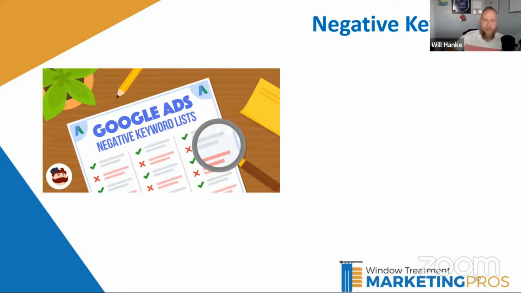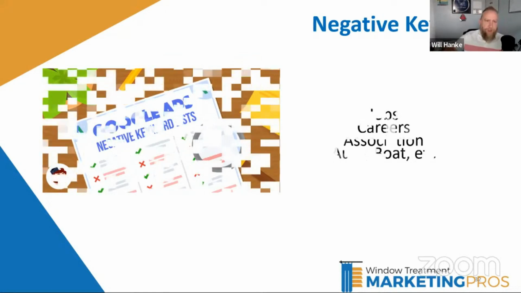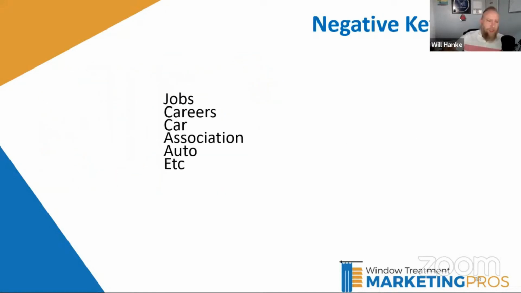Some of these examples could be jobs, or maybe they're looking for an association, right? They're looking for the Window Covering Association of America or something like that. Auto, boat, etc. Maybe some window treatments for my boat or curtains for my boat, something that you really don't handle. These kinds of words you can actually plug into Google and say, don't show my ad if they include any of these words. Definitely can help you keep that budget a little bit more in control.